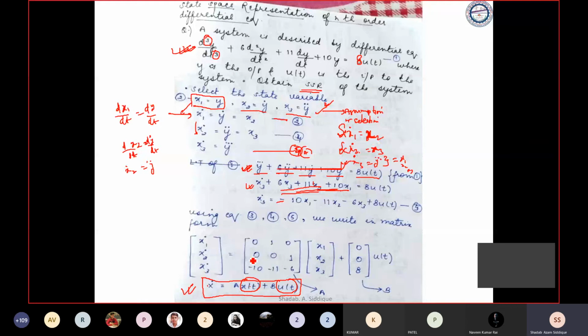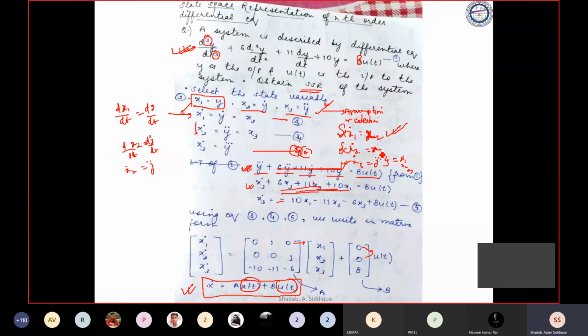x1 dot is equal to x2. So that means we have x1, x2, x3 here. If you multiply this row with this column, what will happen? You will get only x2 and this sign. This u of t, 0 into u of t will get 0. So this equation is written here.